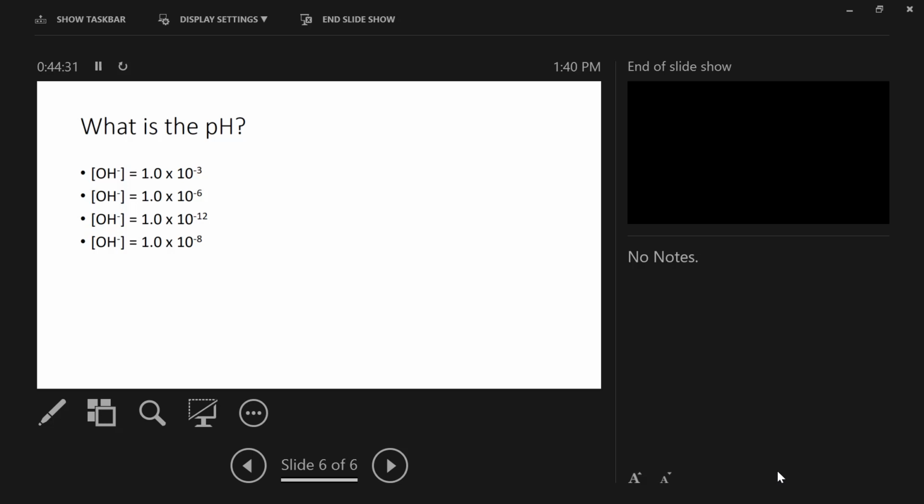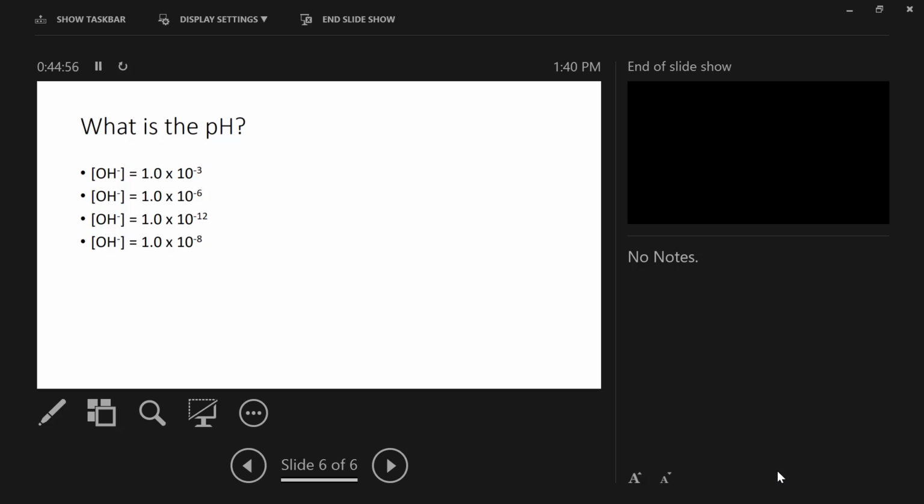Okay? So this next one, we're going to do the negative logarithm of the hydroxide ion concentration, which is 1.0 times 10 to the minus 12. We plug that into a calculator, or like you mentioned, Micah, as long as this is 1.0, we can just take this exponent and make it positive. So our pOH is going to be 12.